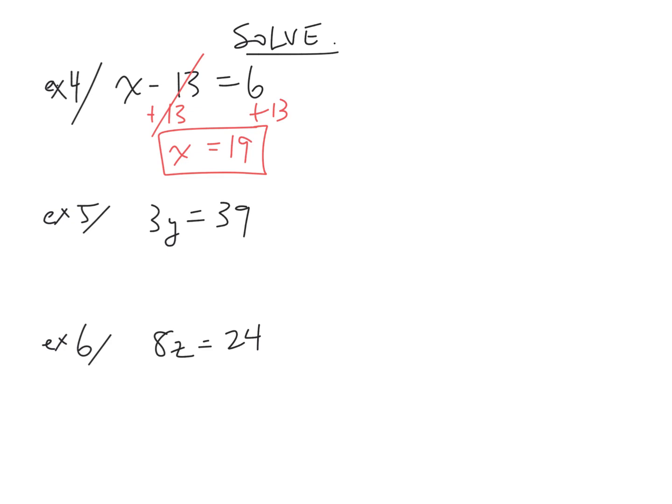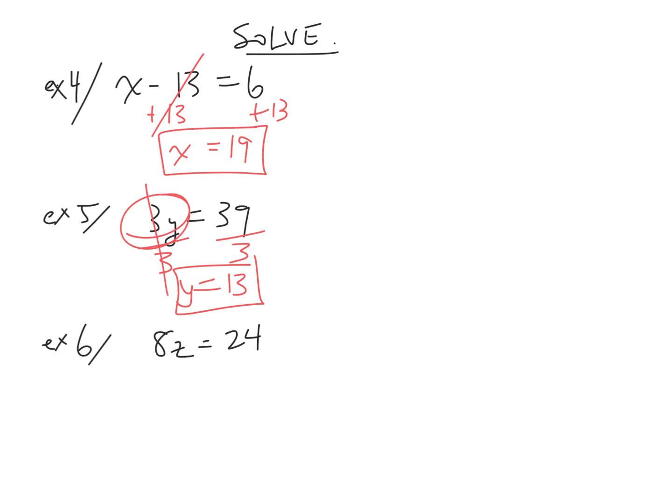Over here, example 5, we have y being multiplied by 3, so we're going to divide each side by 3. So we're doing the opposite of what's being imposed on that variable. And that way we're going to be left with y equals 39 over 3. 39 divided by 3 is 13. Okay, so y equals 13.